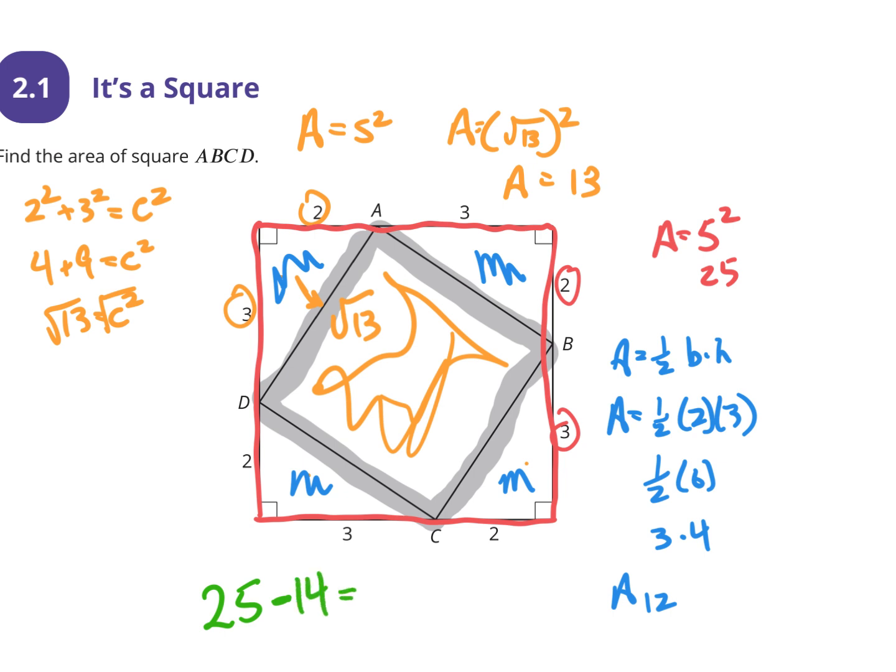Why did I write 14? That's 12. You get 13. 25 minus 12 is 13. And that's what we calculated. So there's 2 ways to solve this problem.